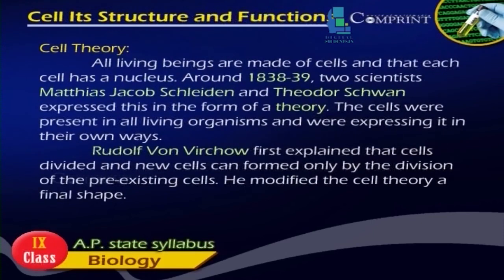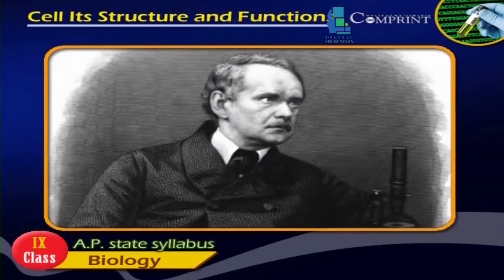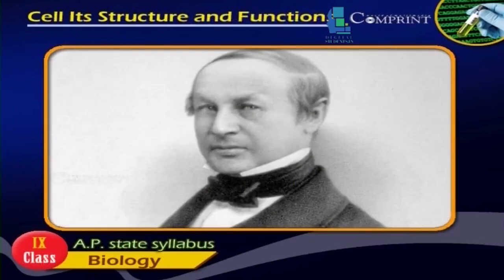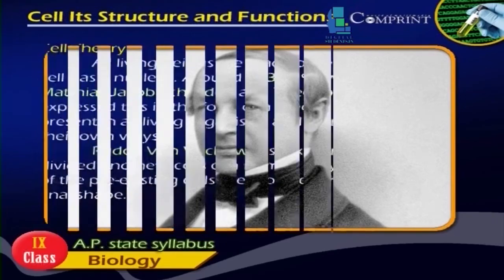Cell theory. All living beings are made of cells, and each cell has a nucleus. Around 1838 to 1839, two scientists, Matthias Jakob Schleiden and Theodor Schwann, expressed this in the form of a theory.